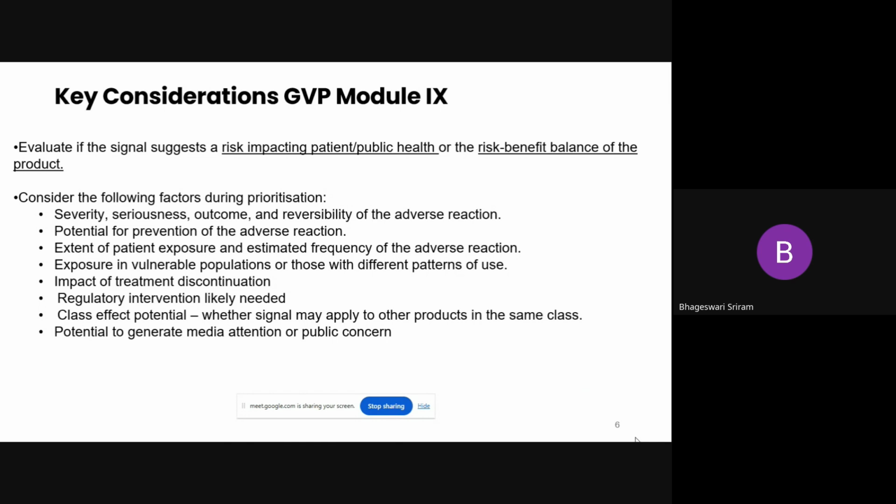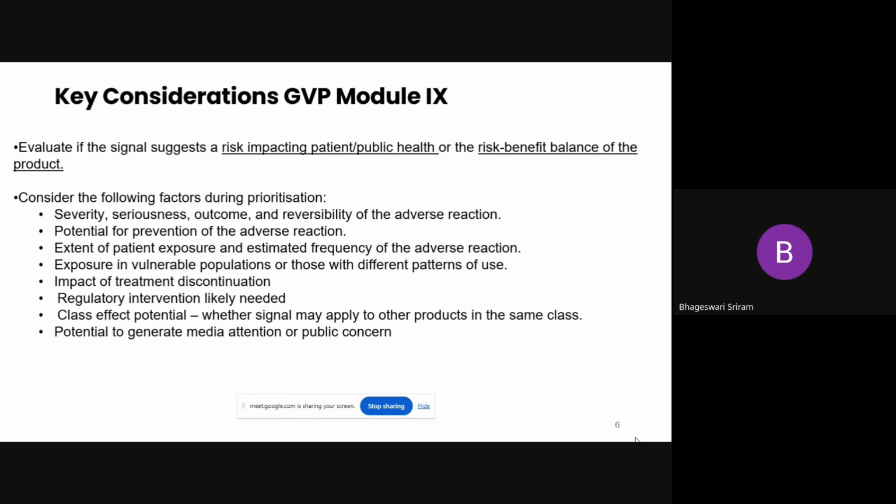Now, what does GVP Module 9 say about signal prioritization? It suggests to evaluate based on patient or public health impact and the risk-benefit profile of the drug, and it gives the following factors as bullets to be kept in mind. Let's take a fictional drug event pair, Cardioxin and severe liver injury, to understand these. Say there were 15 cases altogether, and among them, 3 required liver transplant, and there was also a fatal outcome.